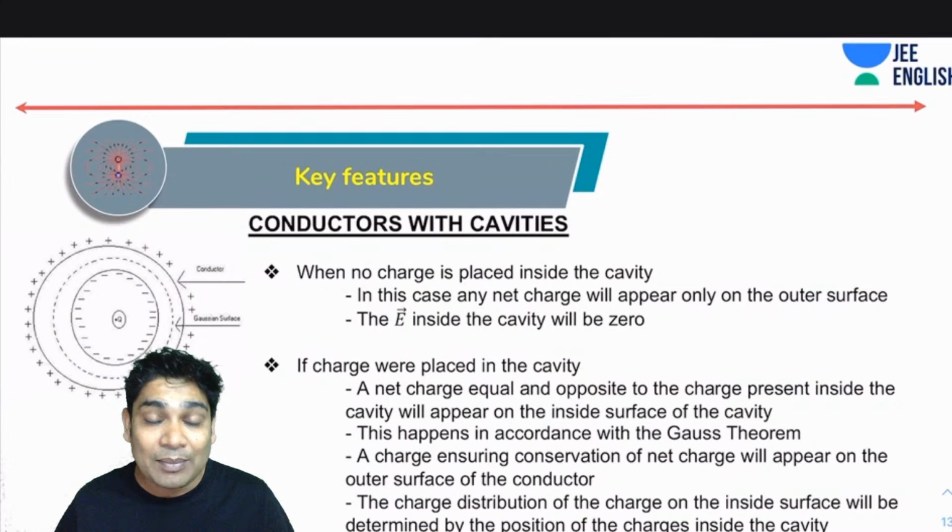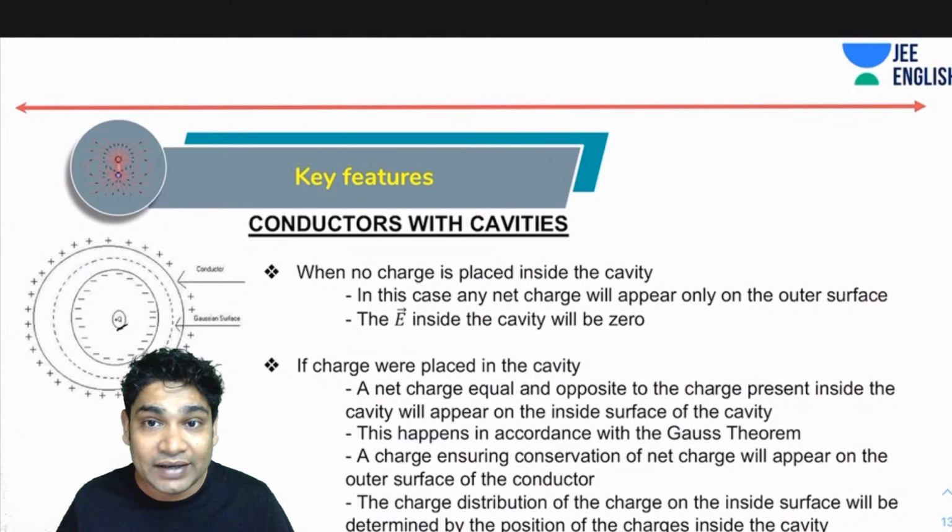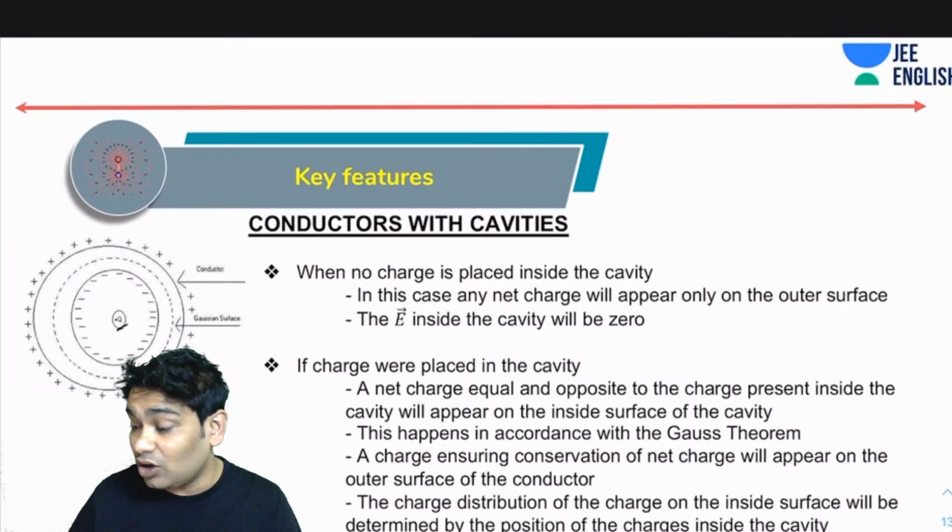All right. So what happens when you place a charge here? When you place a charge here, I think we also discussed this. I'm just going over this quickly. A net charge equal and opposite to the charge present inside the cavity will appear on the inside surface of the cavity. Now this happens in accordance with the Gauss law.